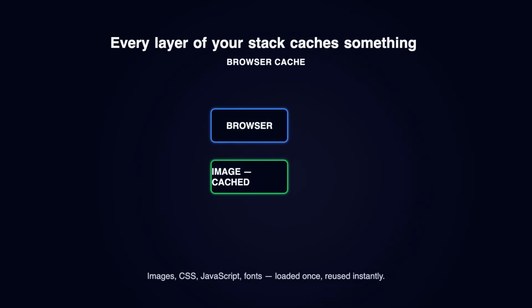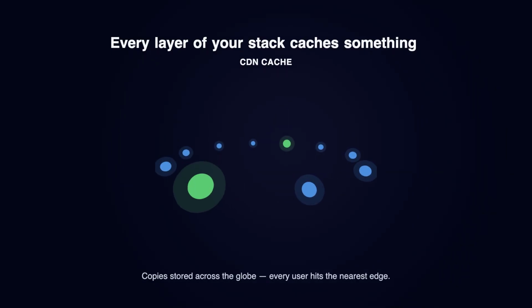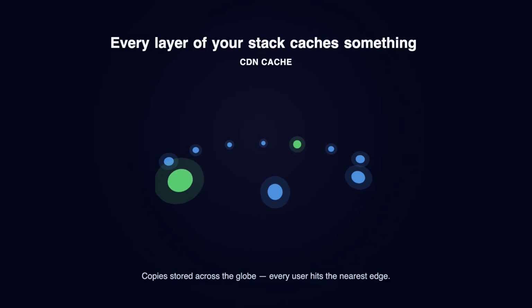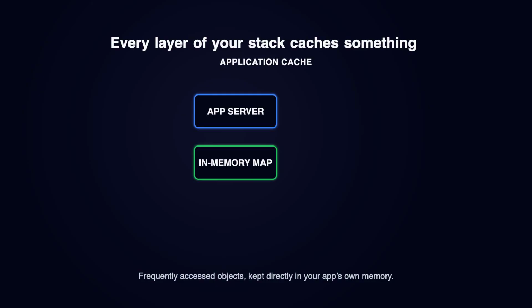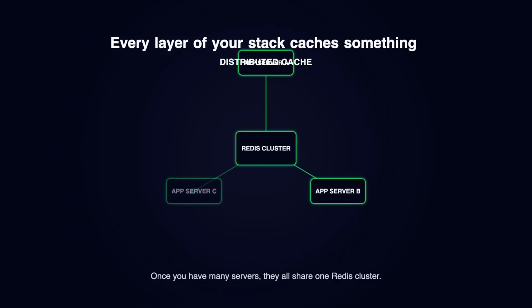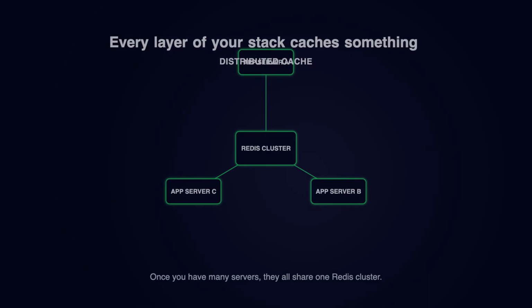Caching happens at every layer. Your browser caches images, CSS, and fonts so it never re-downloads them. A CDN stores copies around the world so every user hits the nearest edge. Inside your application, frequently used objects live directly in memory. Once you have multiple servers, a distributed cache like Redis keeps them all in sync, and even the database caches its own disk pages in memory.